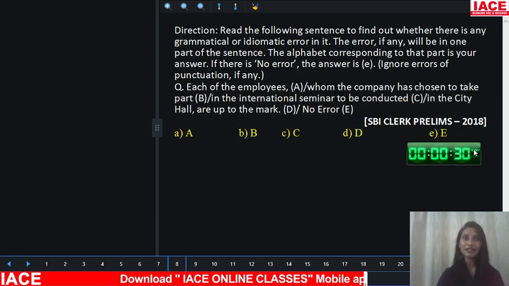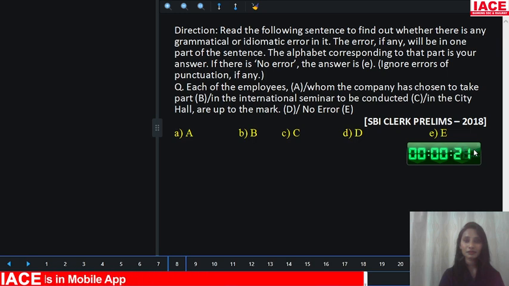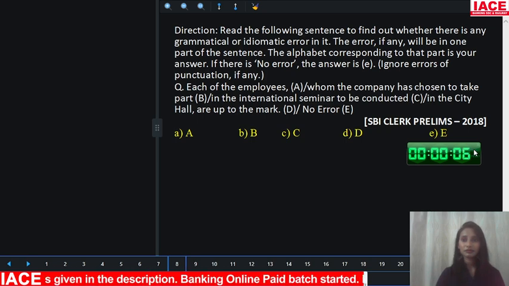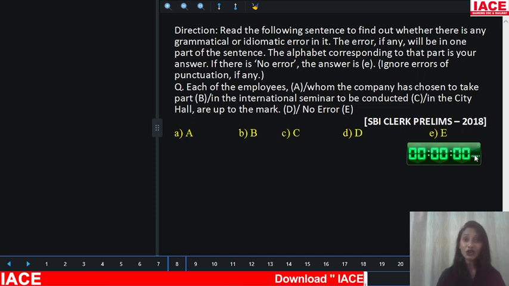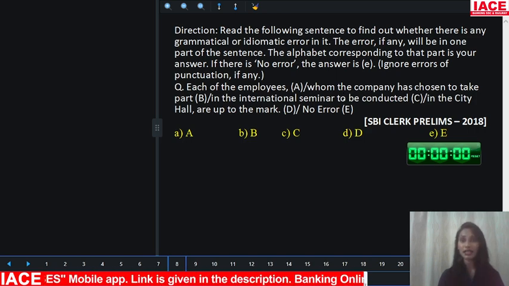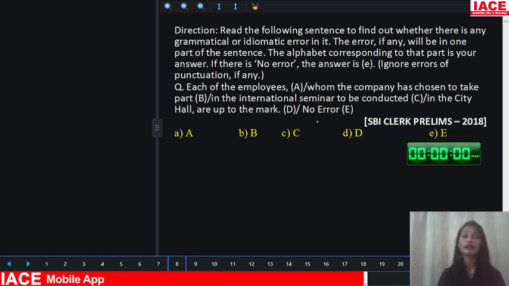Now let's see the next one. Well, here is the next question. Your time starts now. Well, your time is up. You have to find an error here. Each of the employees whom the company has chosen to take part in the international seminar to be conducted in the city hall are up to the mark. So that's your sentence. Let's see where there is an error.